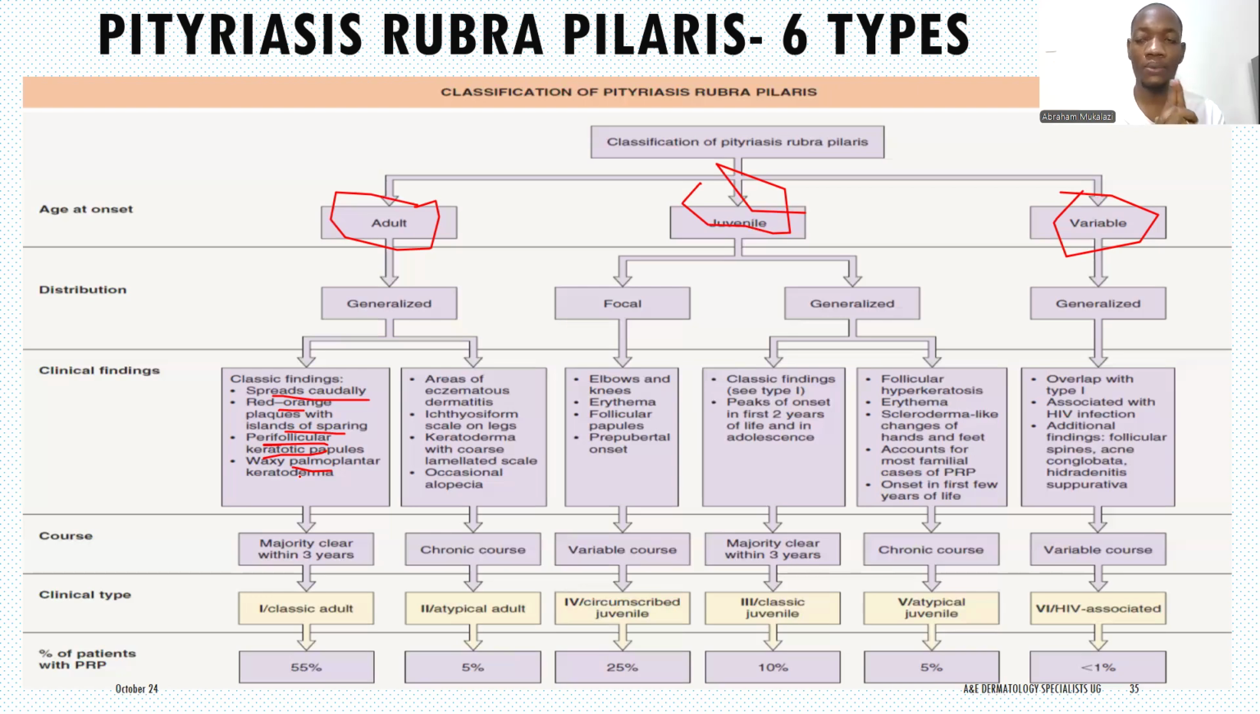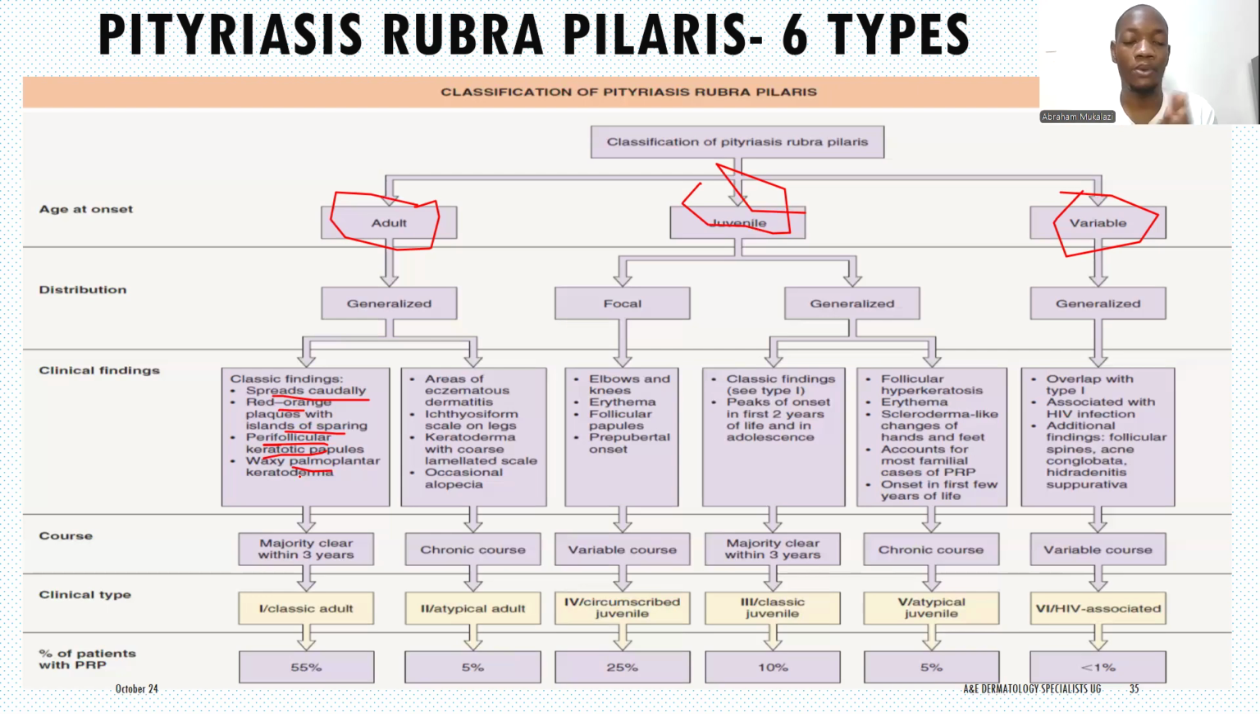And why do we need to classify them? Because even the course of the disease varies. For the typical one, a majority of the cases will resolve within 3 years, without even remission, without anything. And this is usually the common type, and it contributes up to 55% of all patients with PRP. Then, still under adults, you can have the atypical type.